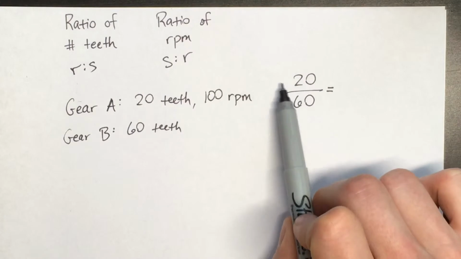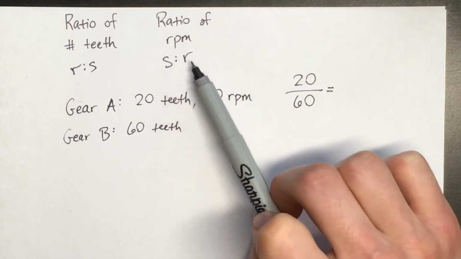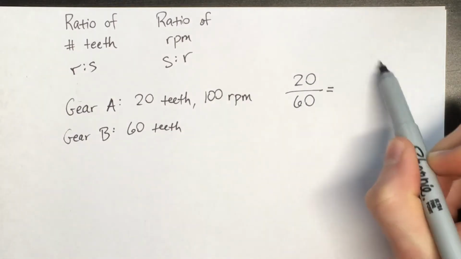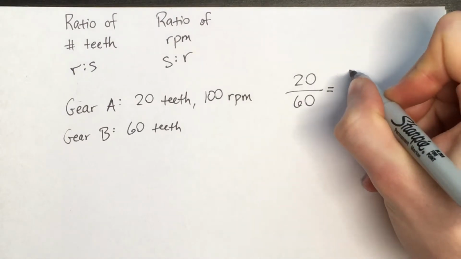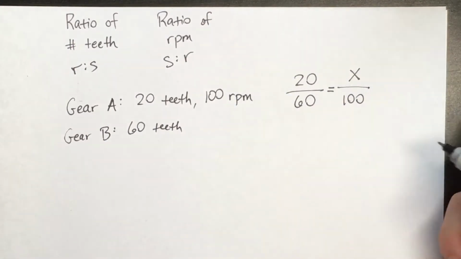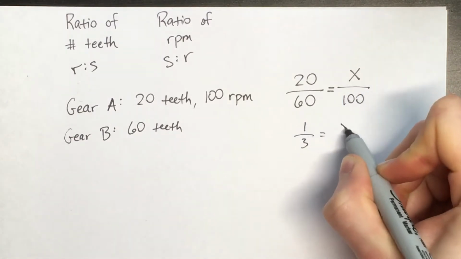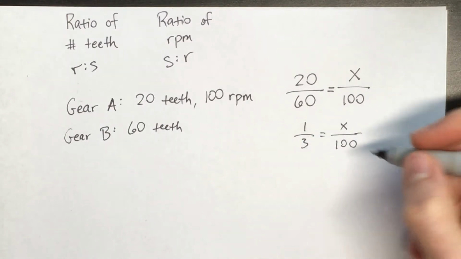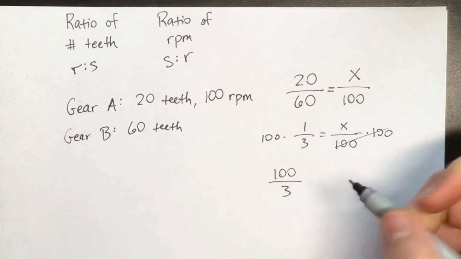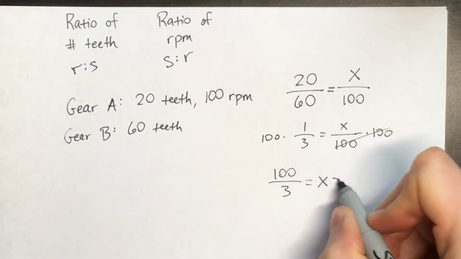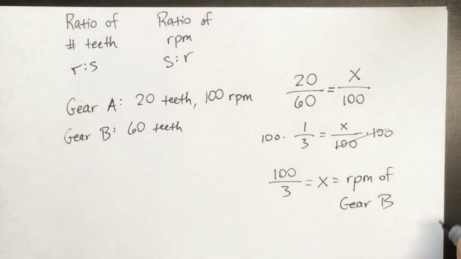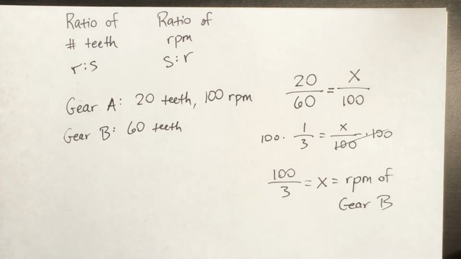So if here we had A to B, the ratio of RPM will be B to A, because it's A to B, or R to S, then S to R. So if on top we put A and on the bottom B, over here we need to put B on top and A on the bottom. On top, what we're looking for is how fast B is revolving, but we do know how fast A is revolving. That's 100. So from here you solve this as 1/3 equals x over 100. Multiply both sides by 100 to get x by itself. So this is 100 over 3, or 33.333 repeating, is equal to x, and x is equal to the RPM of gear B.